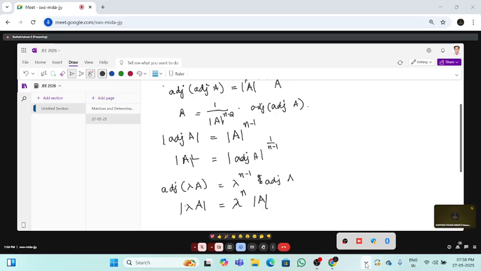Then if you have to calculate determinant of lambda A, I was explaining in the last class also, because every row has got lambda, you take out lambda from each row. When you are evaluating a determinant, if in any one row you can take out something common, you can take it out and divide every element in that row by that common factor. Here lambda A means every element of A is multiplied by lambda, right? So in every row, if you take out lambda, you will take it out n times. So that is how it becomes lambda to the power of n into determinant of A.